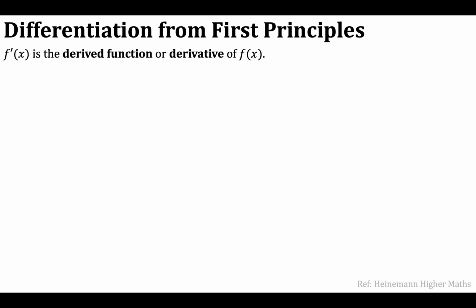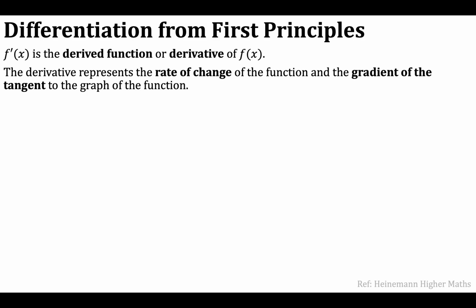So like I've said, f dashed of x is the derived function or the derivative of f of x. And the derivative, remember, represents the rate of change of the function, we've already spoken about that, and the gradient of the tangent to the graph of the function. So again, we've already spoken about that as well. So the three words for differentiation, we've got derivative, rate of change, and gradient of the tangent. So those are three words which should almost be tripping off your tongue all the time. We should just know those. And the minute we see those in any questions in an exam paper or a textbook or whatever, you're thinking of differentiation. That's the topic you're heading towards.